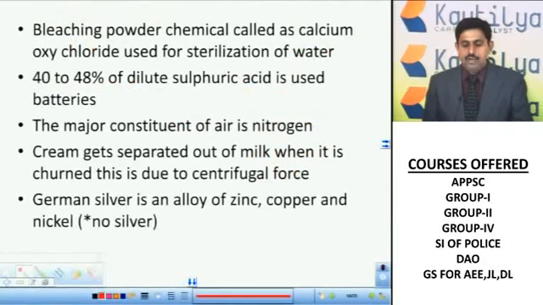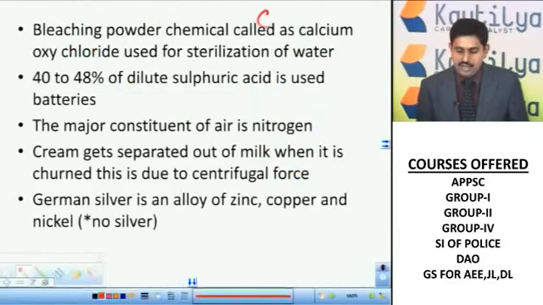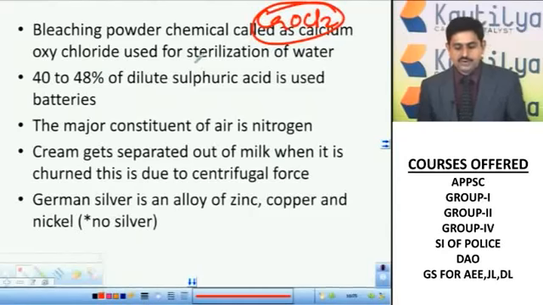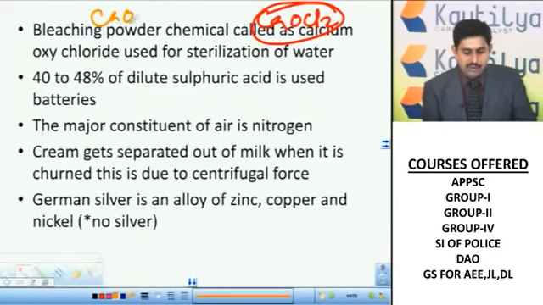Next, bleaching powder is chemically called calcium oxychloride, which is useful for the sterilization of water. Calcium oxychloride, CaOCl2. It is useful for the sterilization of water. You may get the question, what is the chemical formula of bleaching powder? That is calcium oxychloride, CaOCl2.